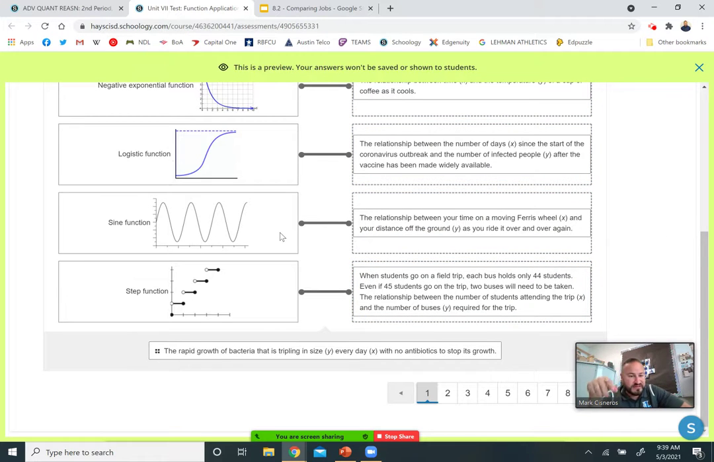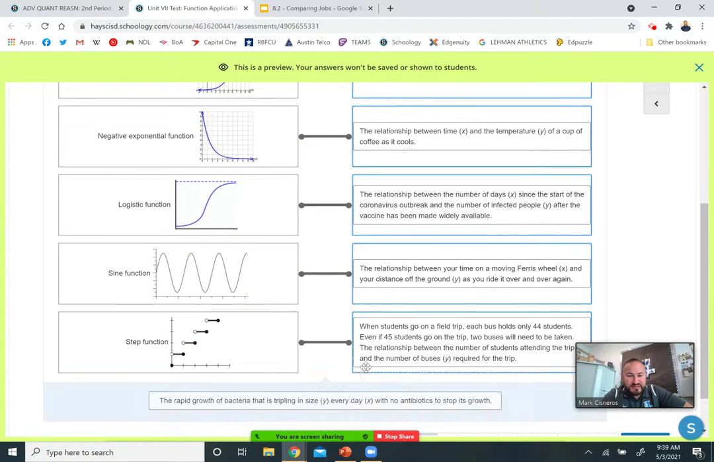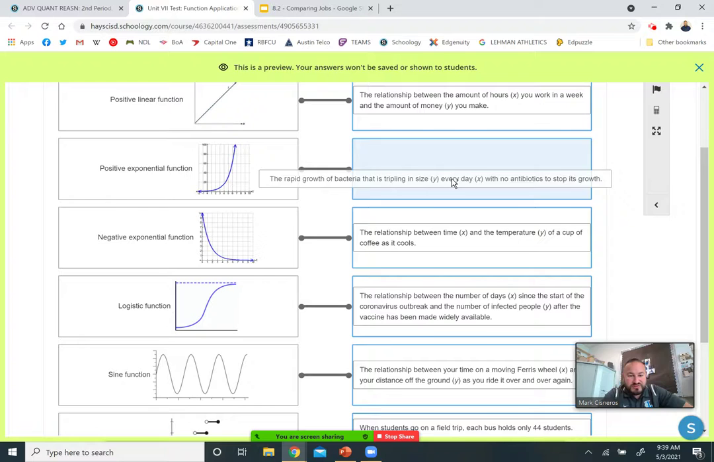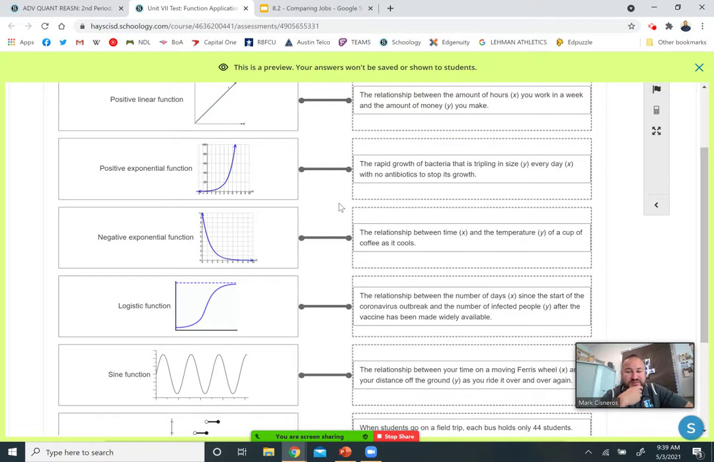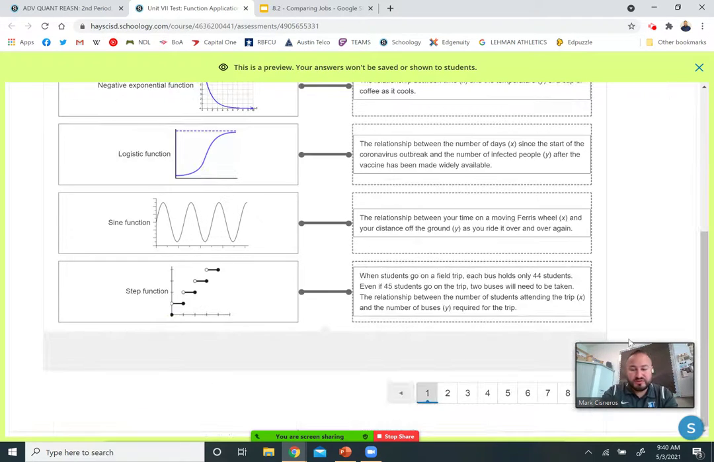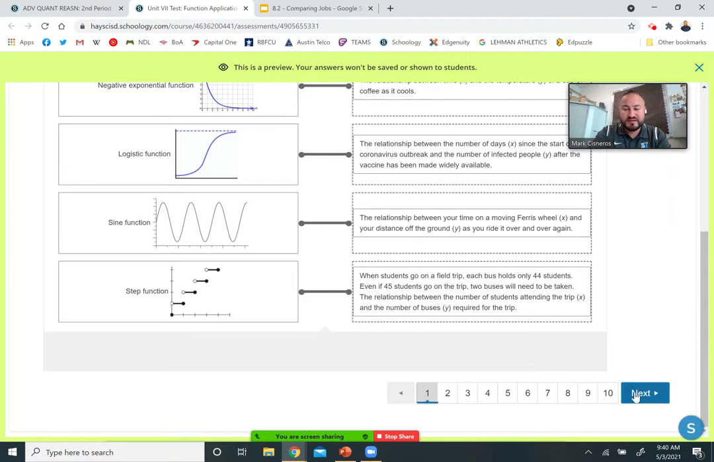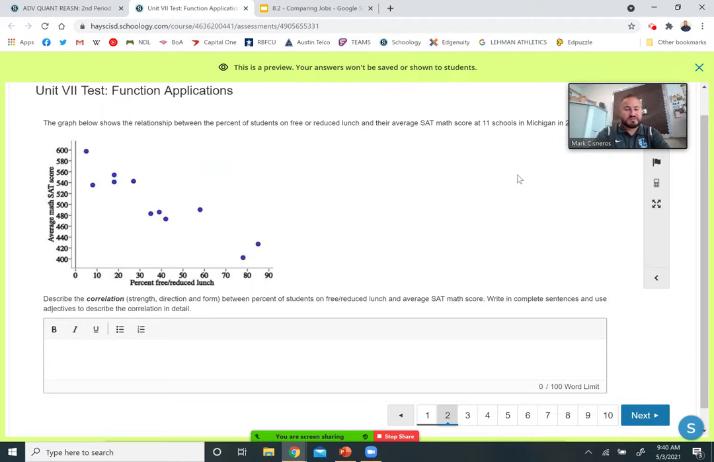You go up, come back down, go up, come back down on a Ferris wheel. The last one is a positive exponential function, the rapid growth of the bacteria that is tripling in size every day with no antibiotics to stop its growth. That is going to be growing exponentially. So there are the correct answers for question 1. You should be able to see those correct answers already in case you want to do your test corrections.